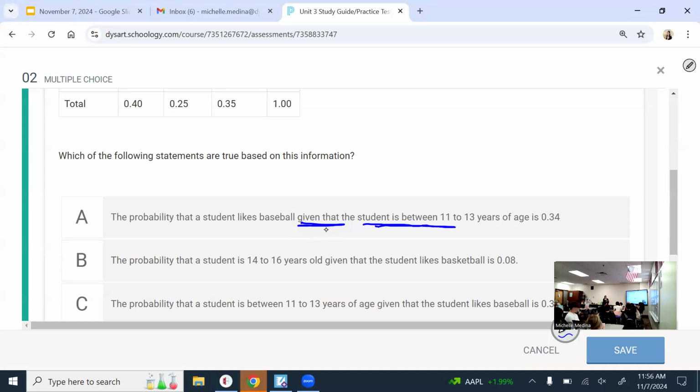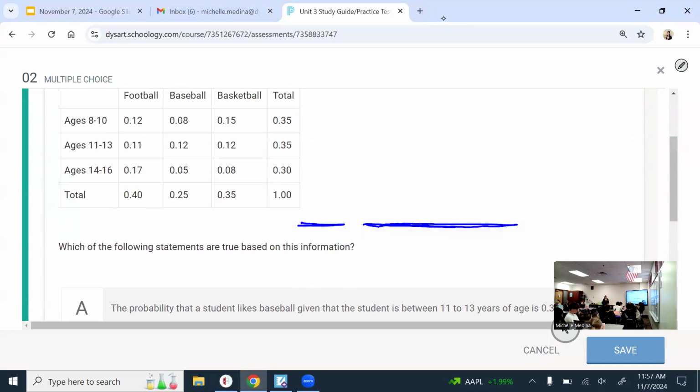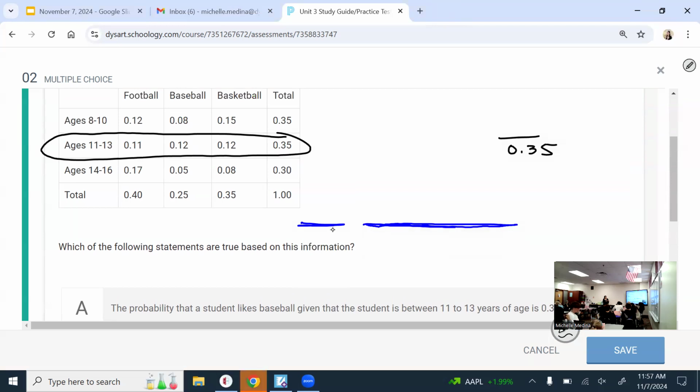So if it says, given that students are between 11 to 13 years of age, how many students were 11 to 13 years of age? According to this table. About 35%. Okay, good. That's going to be my denominator. Out of those students, how many of the 11 to 13-year-olds like baseball?